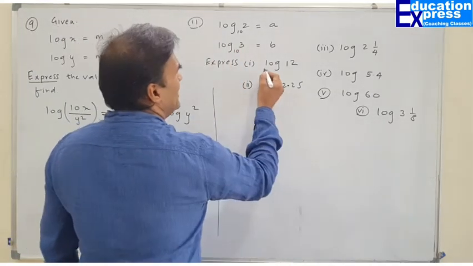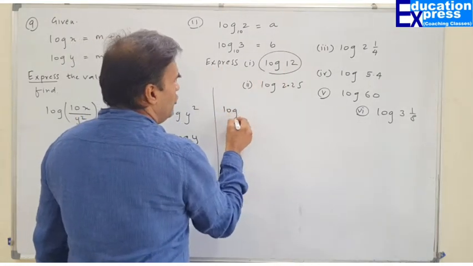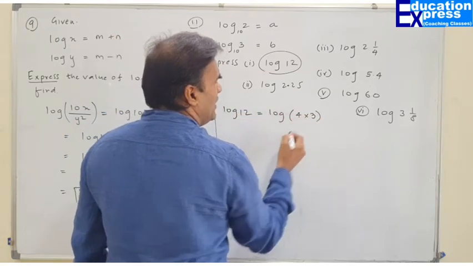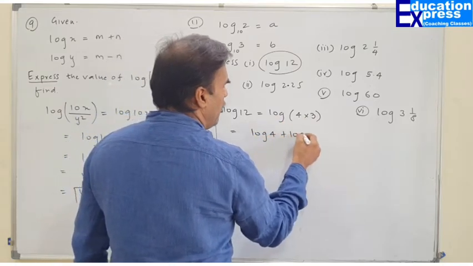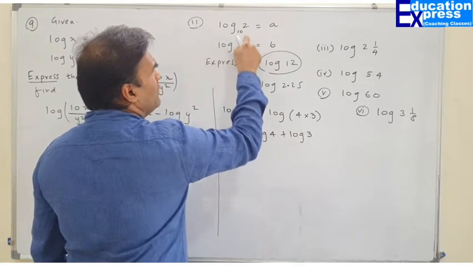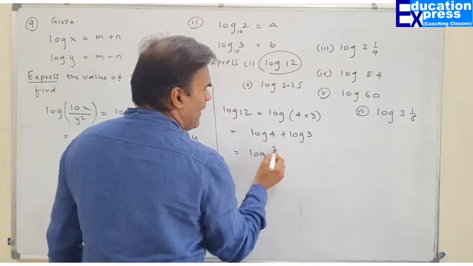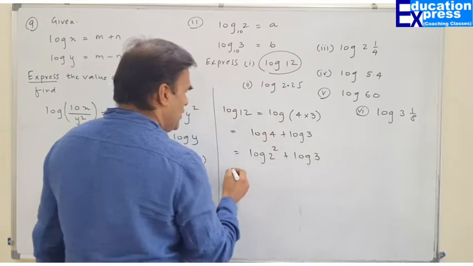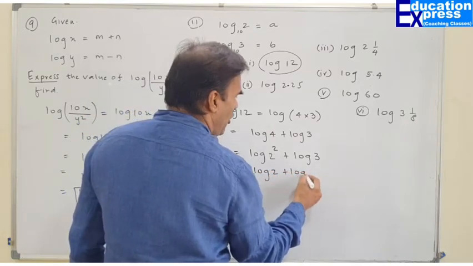Now supposing, let us say they have given log 12. Express means find. Find log 12. So log 12 can be written as, sir, log 4 into 3. That means it can be written as log of 4 plus log of 3. What values are given to you? Log 2 and log 3. We have to make use of these values. So log 4 can be converted into log 2 square and log 3 will remain as it is. So this can be written as 2 log 2 plus log 3.